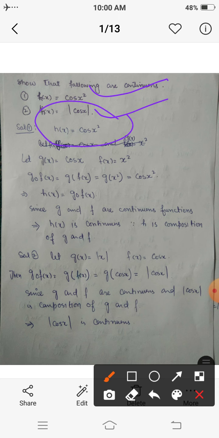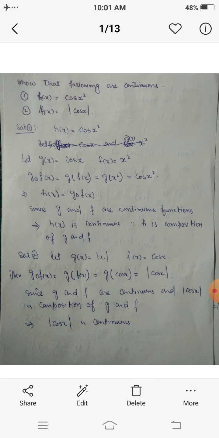If we consider first h of x equals cos x square, let g of x be cos x and f of x be x square. Now if we arrange the domain and the codomain of these functions in such a way that we are able to define the composition, then g of f of x is simply g of f of x. Now f of x is defined by x square. This means g of x square, and g of x square is defined by g of x equals cos x, that is cos x square. So this h, which is cos x square, is simply a composition of two functions.